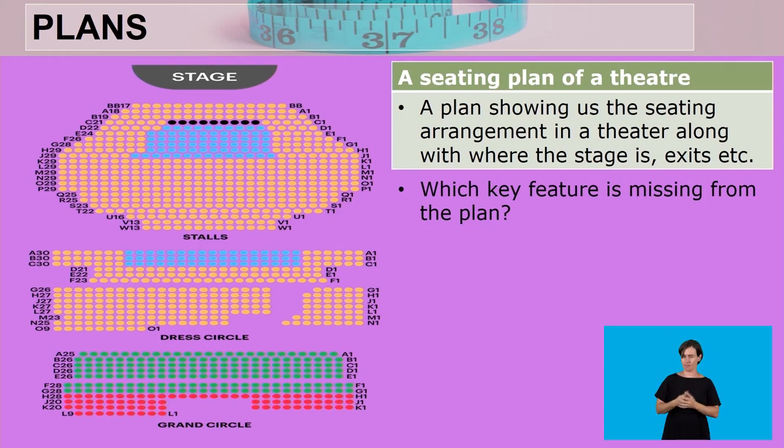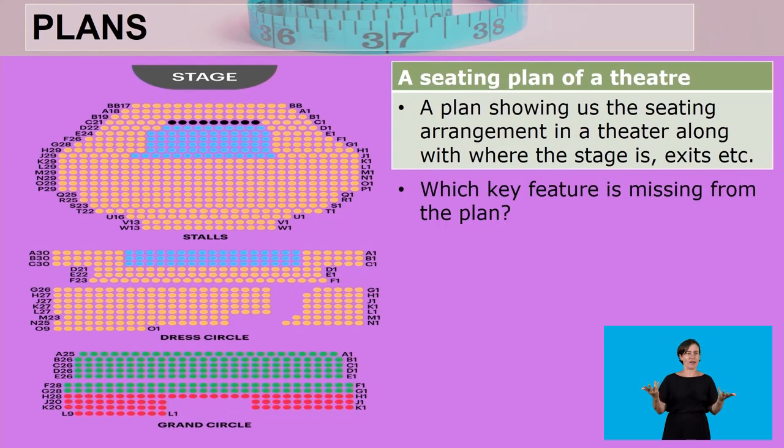Then which key feature is missing from the plan? Let's look at the plan. We see that there's a stage. We see there are stalls. We've got the dress circle, the grand, and we've got seats there. But we are not shown where people will enter into that theater and where they will exit. So that is the key feature that is missing.